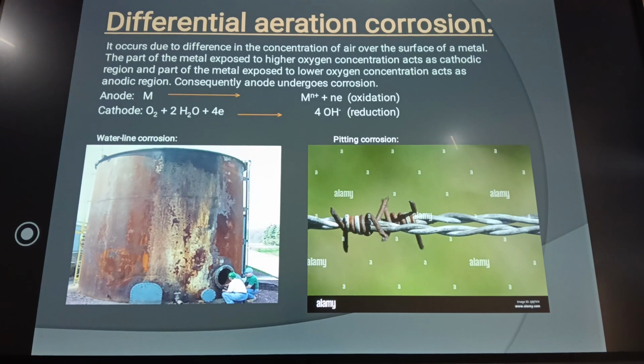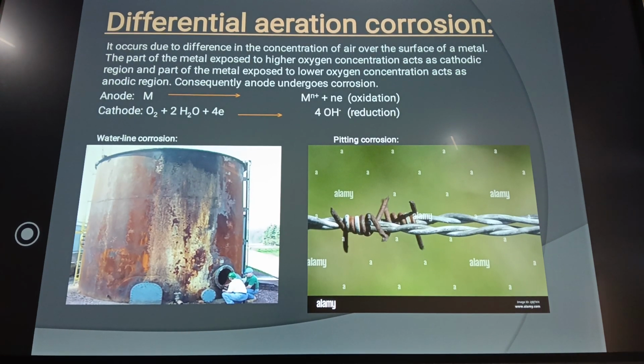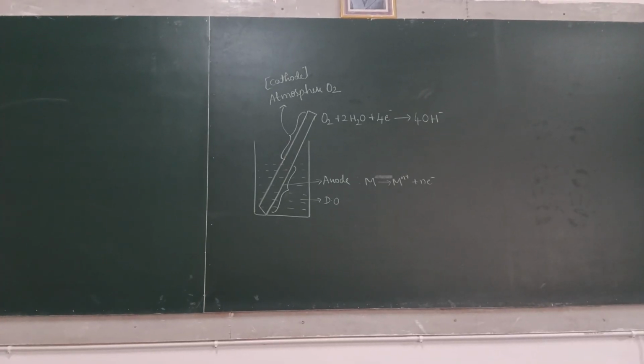Next, another type of corrosion is differential aeration corrosion. Differential aeration corrosion occurs due to the difference in the concentration of air over the surface of the metal. Now you can see here a beaker containing water, and a metal rod is introduced into the beaker partially.